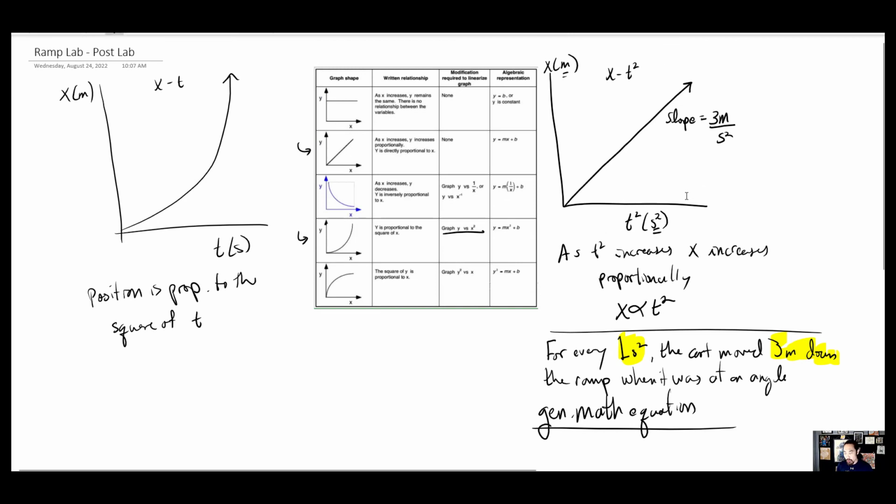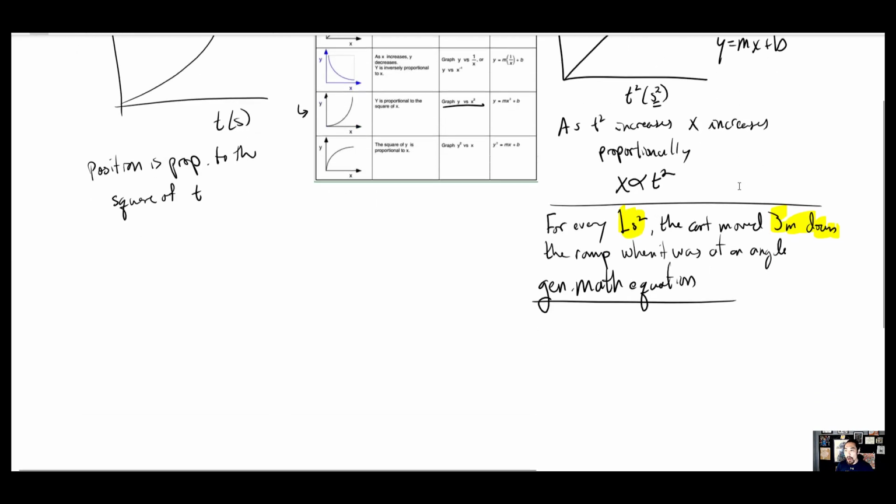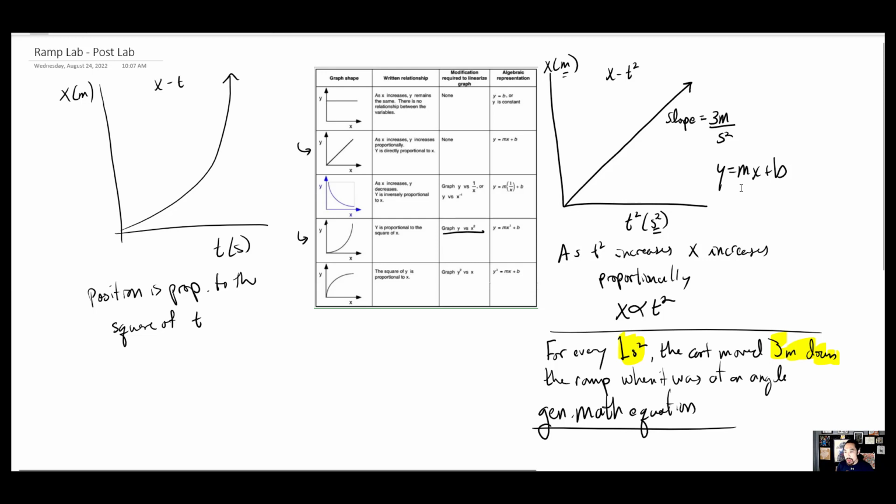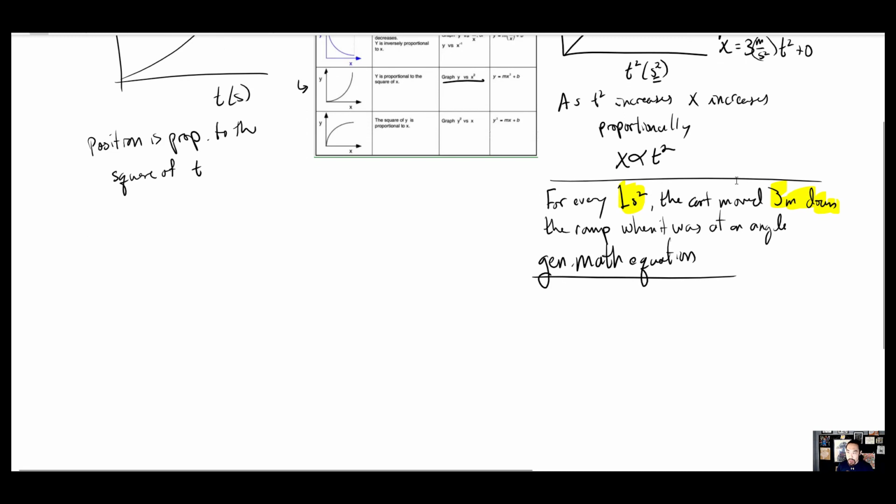So if you remember our general math equation, we always use the point slope formula. So y equals mx plus b. We know that our y-axis was x, or position. Our slope was 3 meters per second squared. I'm just going to put my units in parentheses, and our x-axis was time squared, and our y-intercept was just 0, right? So if I were to write our general math equation, I would just write it as x is equal to 3t squared. Let's highlight that because that's going to be very important.